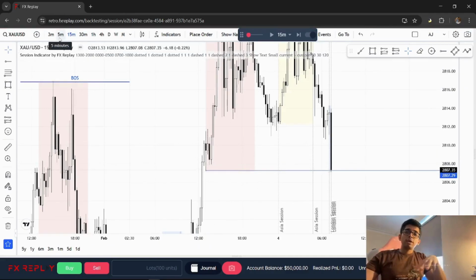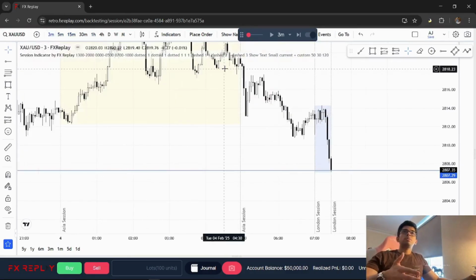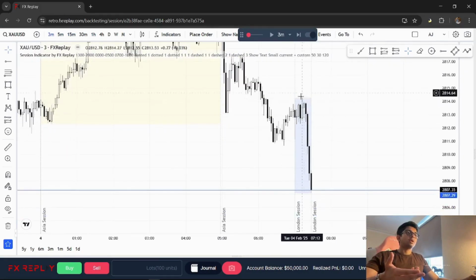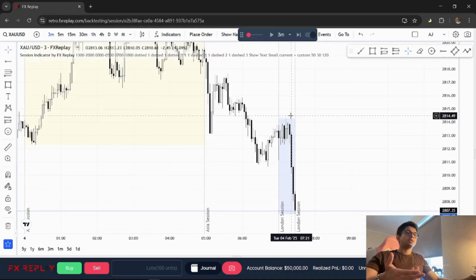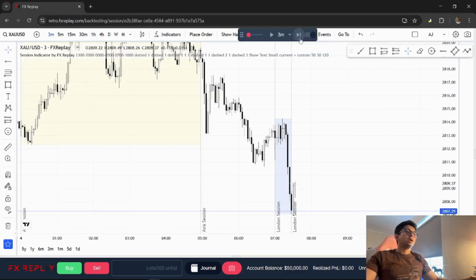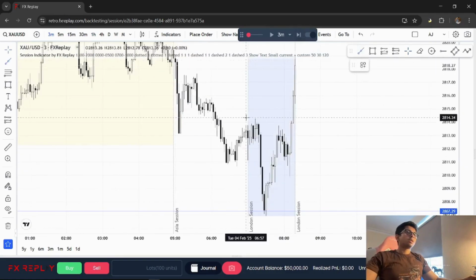So if you get a confirmation right here on the lower time frame, the 5-minute or the 3-minute, 3-minute being the case here because there's a clear price action going on. There's a clear lower high here. If price does break past this, there's a change of character first, and if you get a valid entry, only then I enter. So let's see if price breaks above this. There we go.